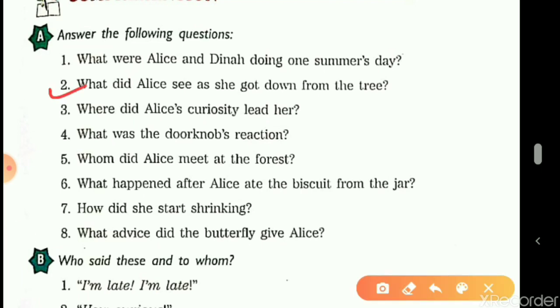Question number 2. What did Alice see as she got down from the tree? Answer 2. As Alice got down from the tree, she saw a white rabbit scuttling along. He was clutching a large watch.